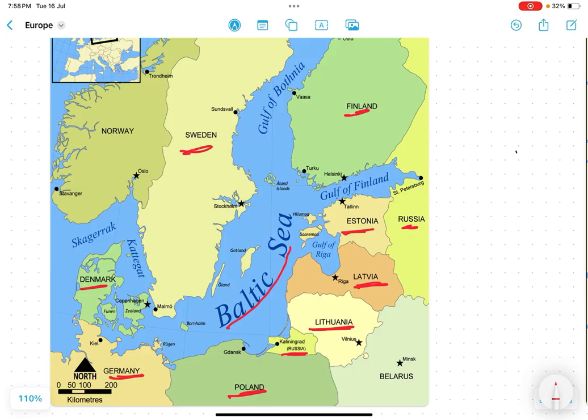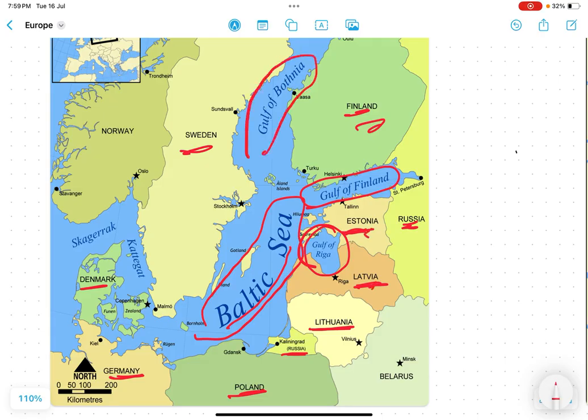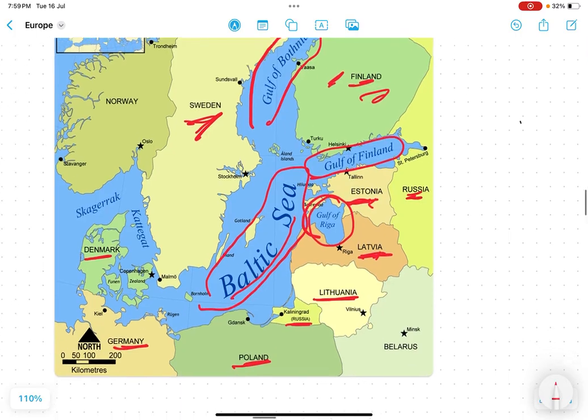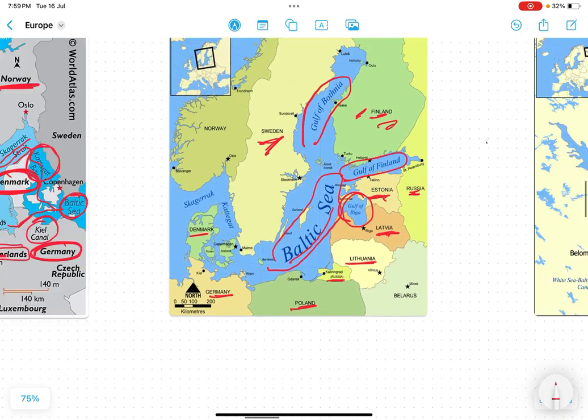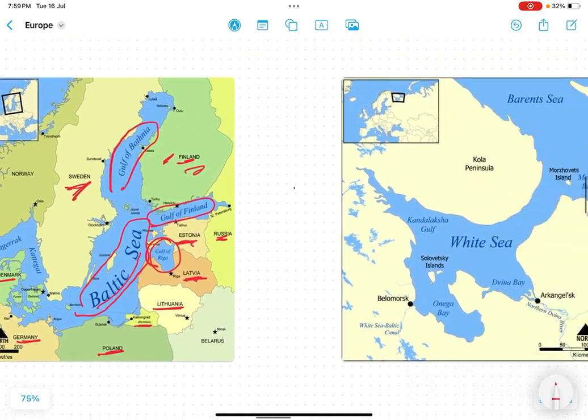So this region is the Baltic Sea. This is the Gulf of Finland between Estonia, Russia and Finland. This is the Gulf of Riga between Latvia and Estonia, and this is the Gulf of Bothnia between Finland and Sweden, right? So this is the Baltic Sea.